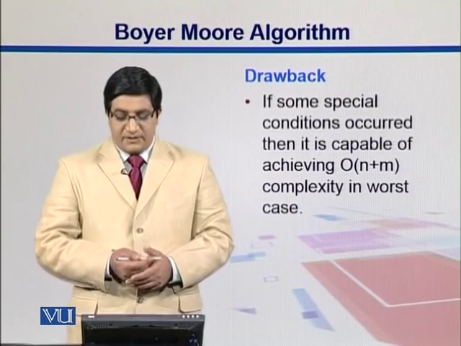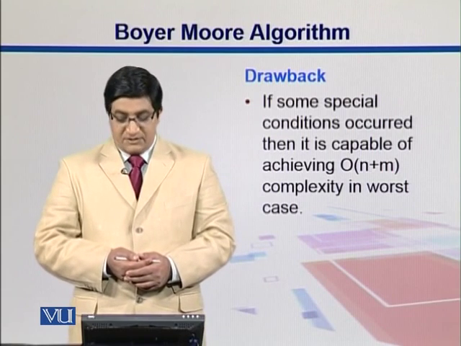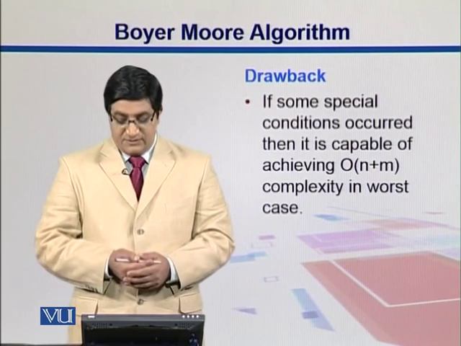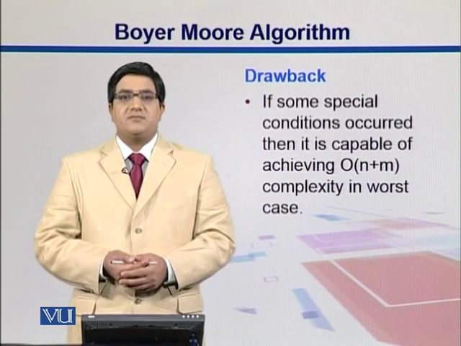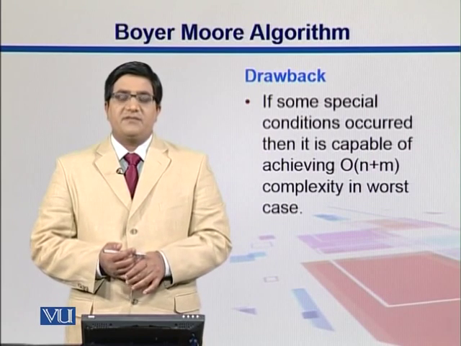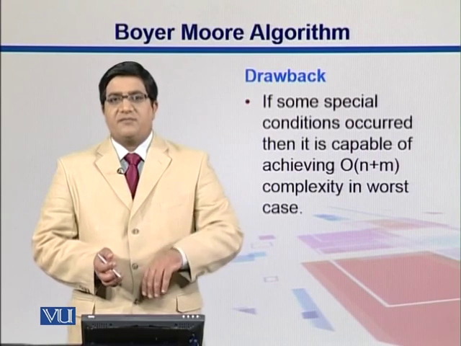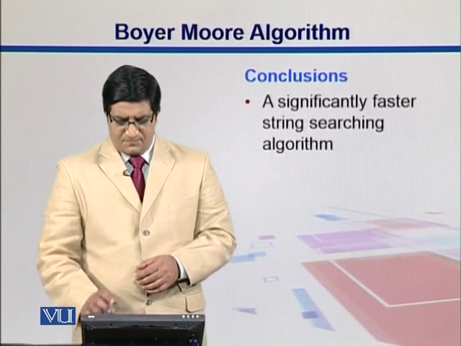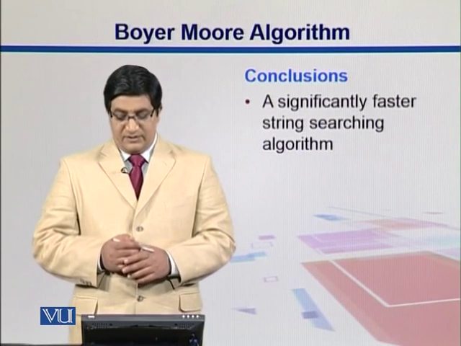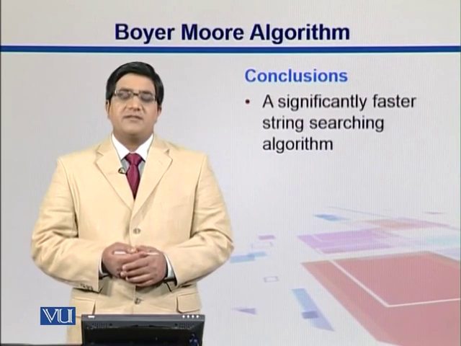Like everybody has a bad day, this algorithm also has some drawbacks. If some special conditions occur, sometimes it might achieve linear complexity in the worst case scenarios. But these two kinds of movements, with bad character and with good suffix, are believed to be more efficient than KMP. It is claimed to be a significantly faster and more efficient string searching algorithm.